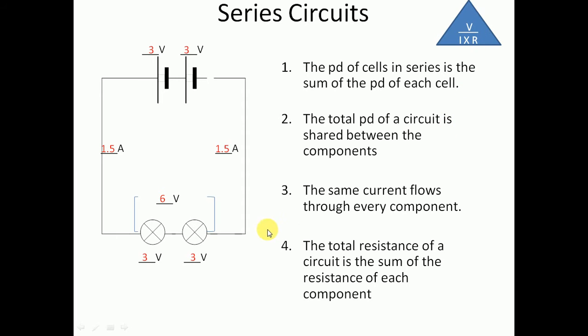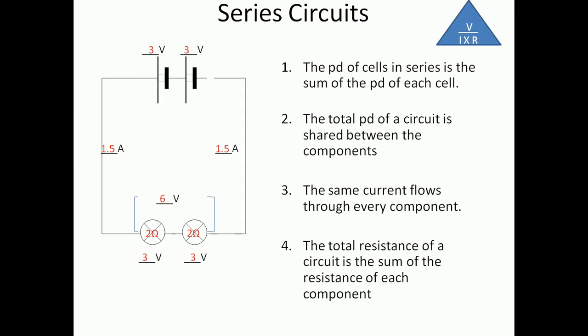Equally for this one, again, potential difference of 3 and the current of 1.5. Therefore, the resistance of each of these is 2 ohms. So the resistance of the entire circuit, since there are only 2 components there, would be 2 ohms plus 2 ohms. So therefore, 4 ohms would be the total resistance of this circuit.